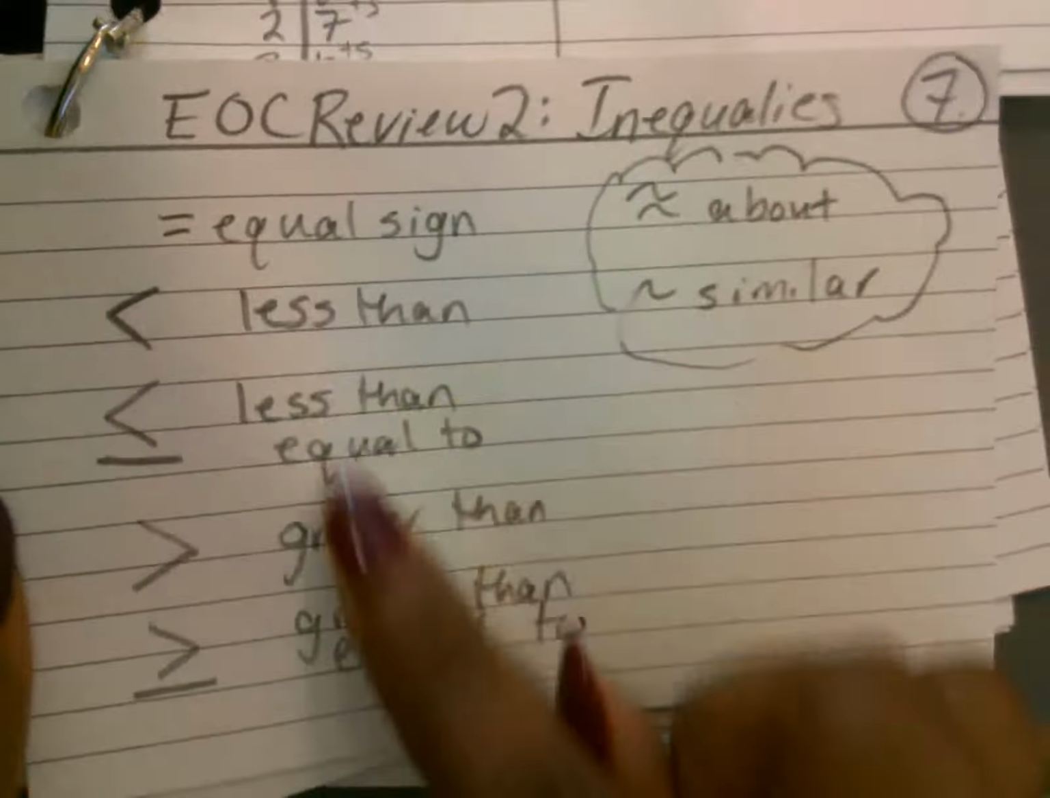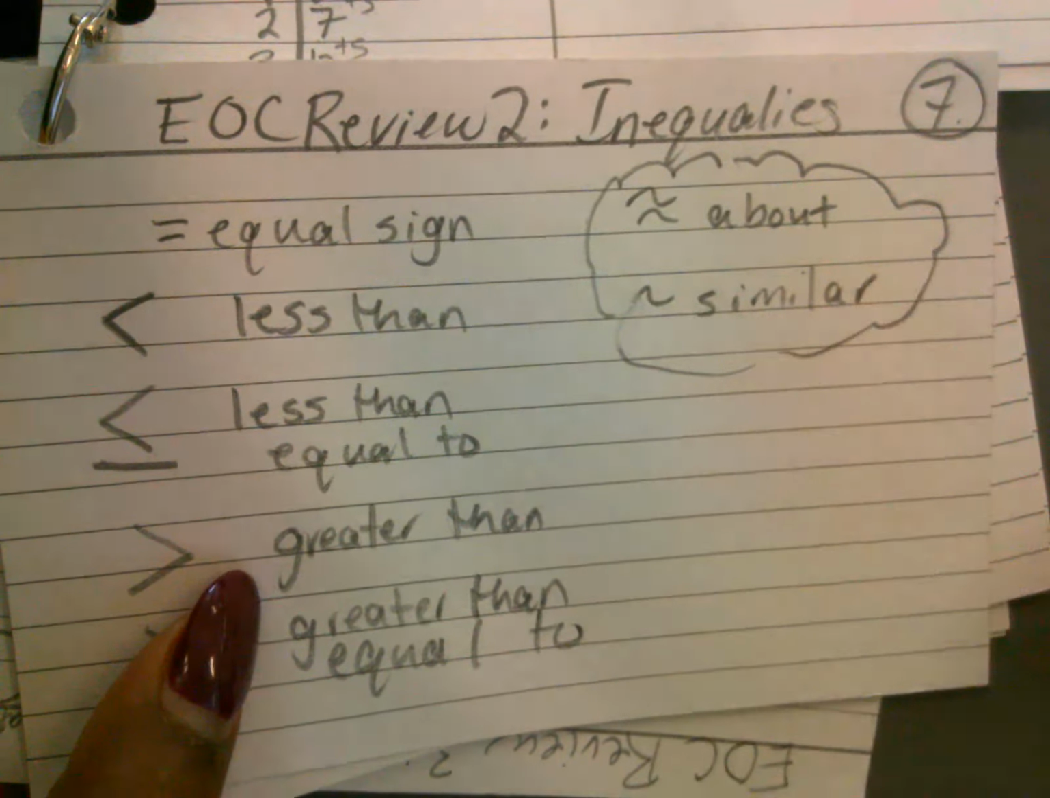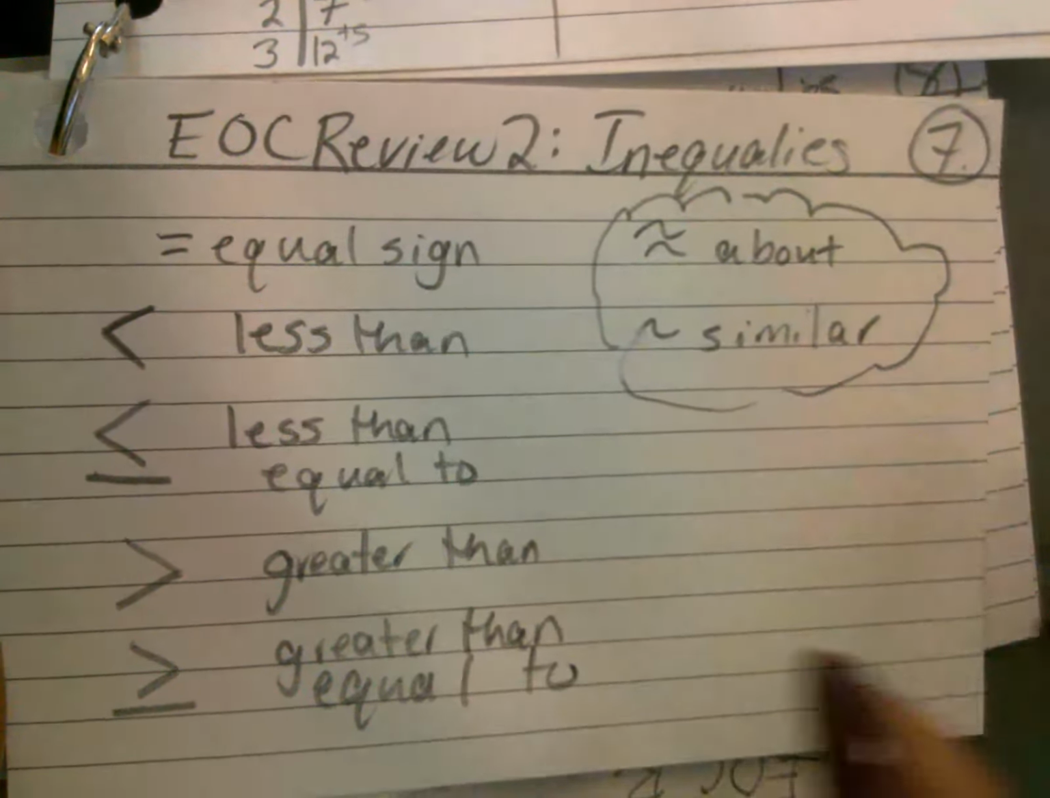Card number 7. These are your different inequalities. Don't forget that 2 squiggly lines means about, if you ever see that. Similar is proportionate.